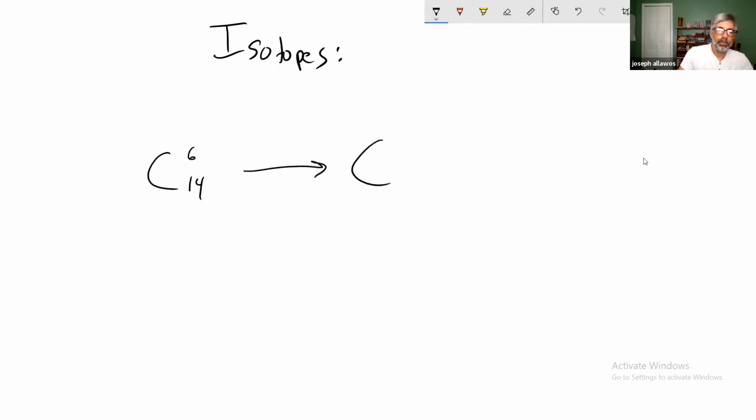C14, C13, C12. The thing about isotopes is they're unstable and they give off neutrons.